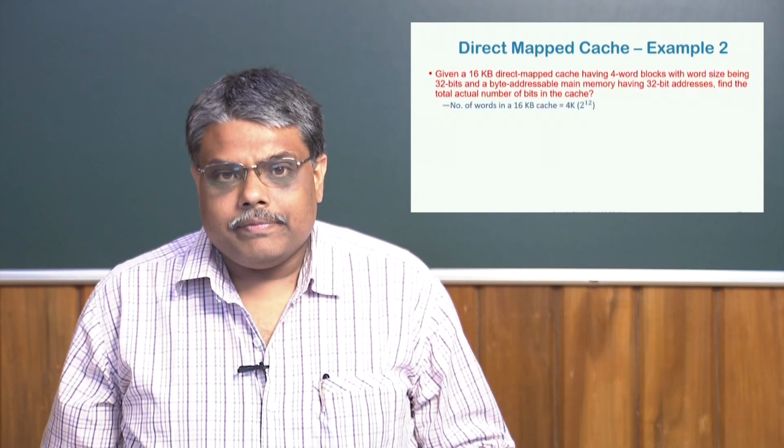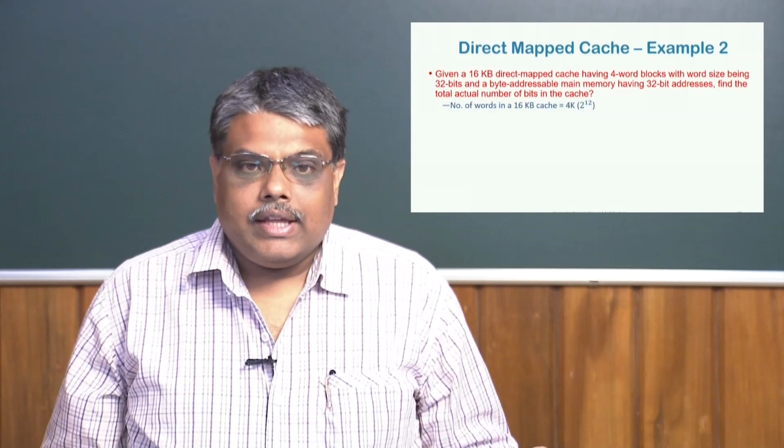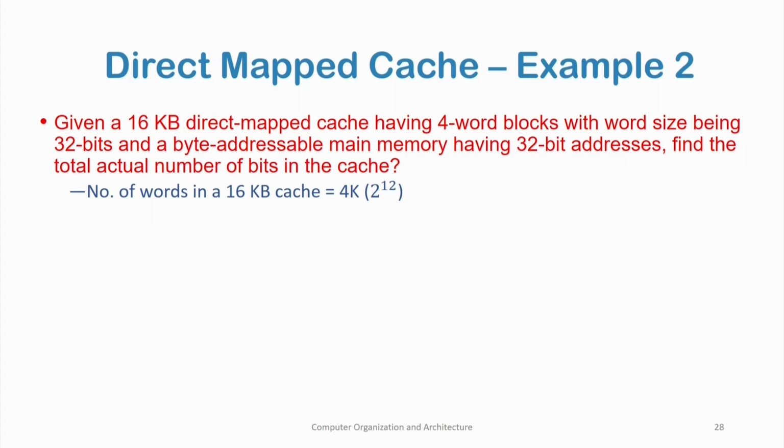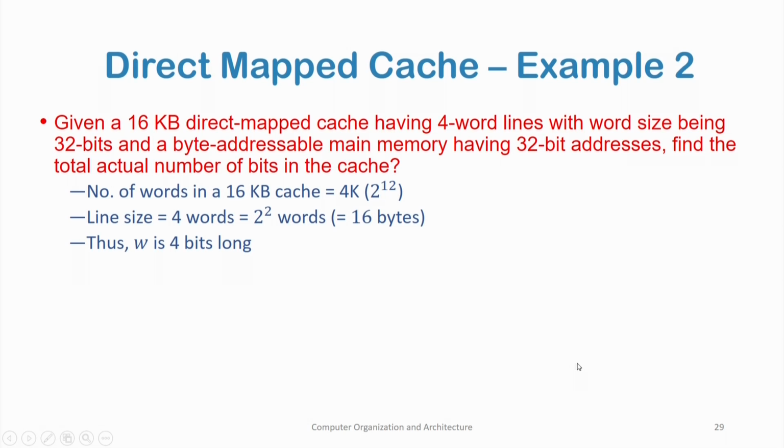Firstly, the number of words in the 16 KB cache is 4K. Why? Because each word is 32 bits, so we have a 4 byte word and a 16 KB cache. So, we have 4K words in the cache. Line size equals 4 words. So, each line contains 4 words, that means 2 to the power 2 words. So, W in this case is 2 bits long.